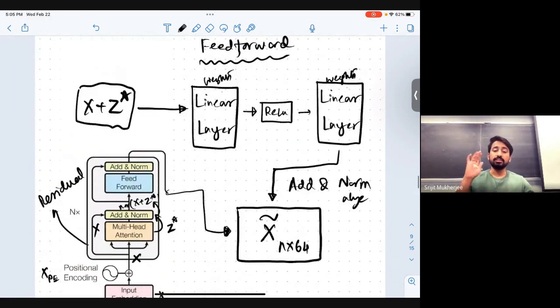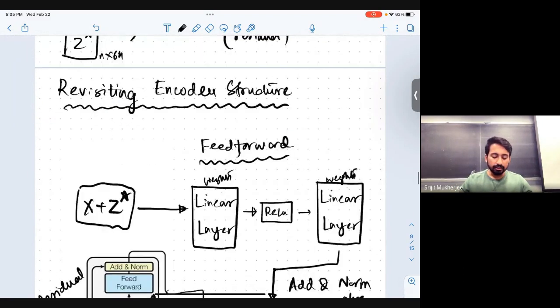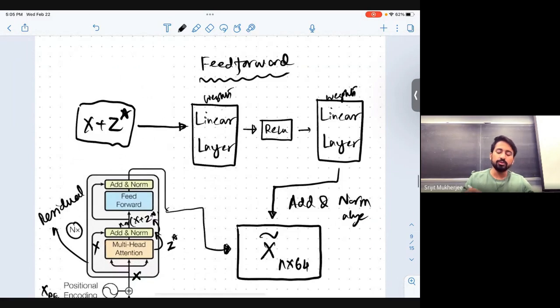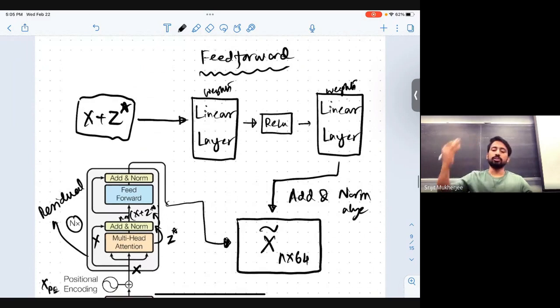Okay, I have checked the code. The output is n cross 64, and this is done N number of times. You can see N equals 6 in the corresponding paper, and finally again the output is n cross 64, because input is n cross 64, output is n cross 64.